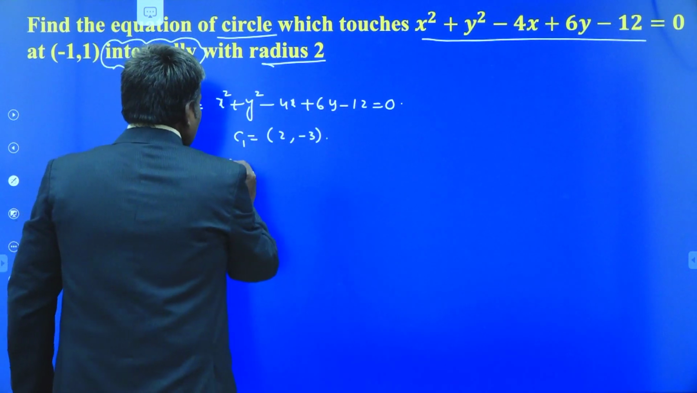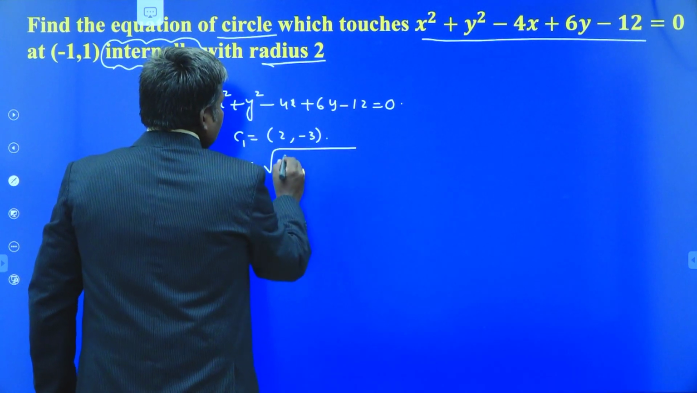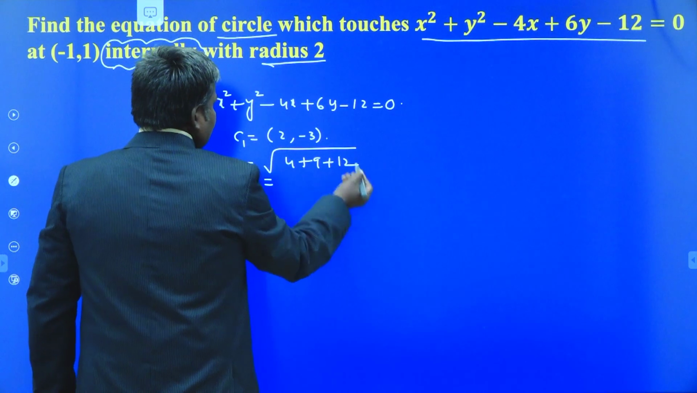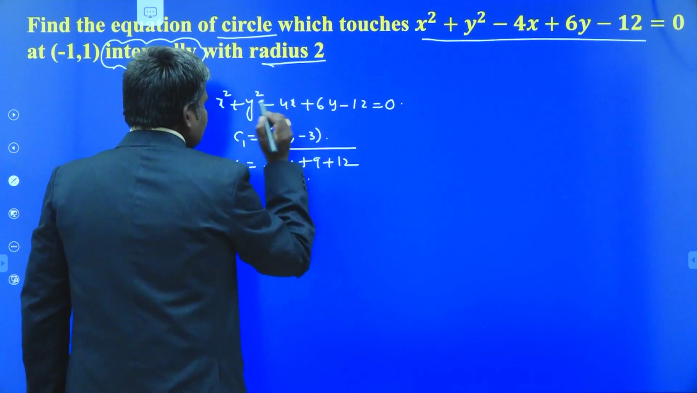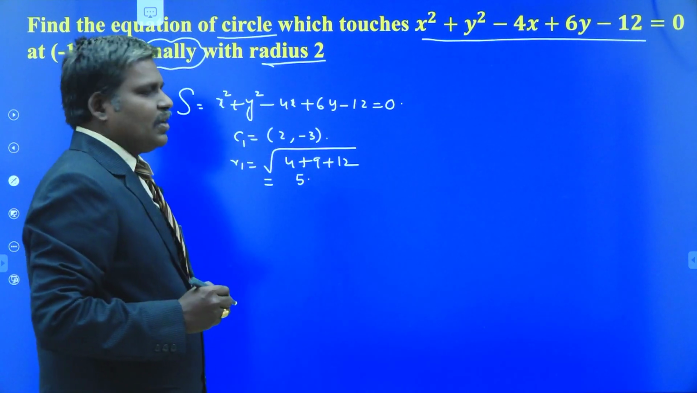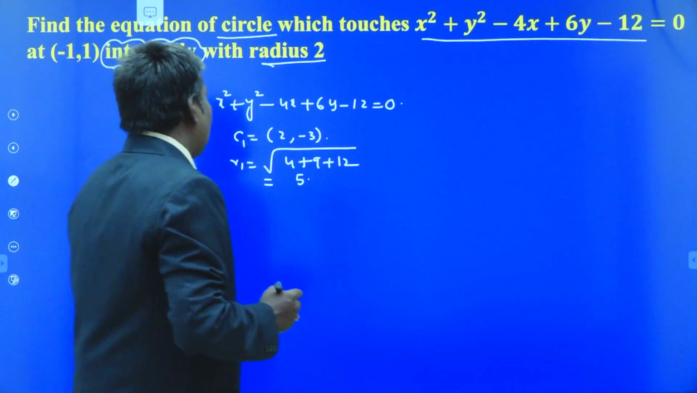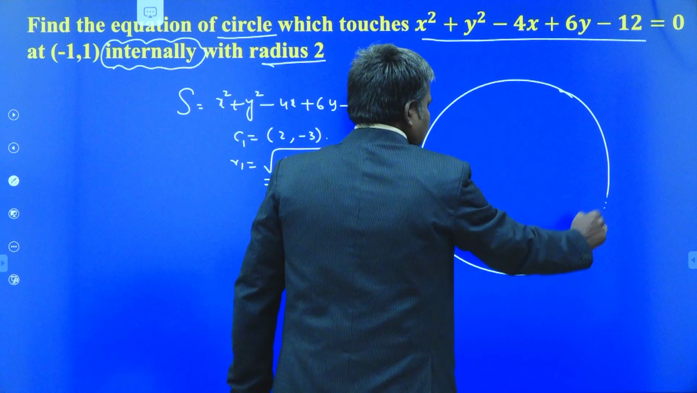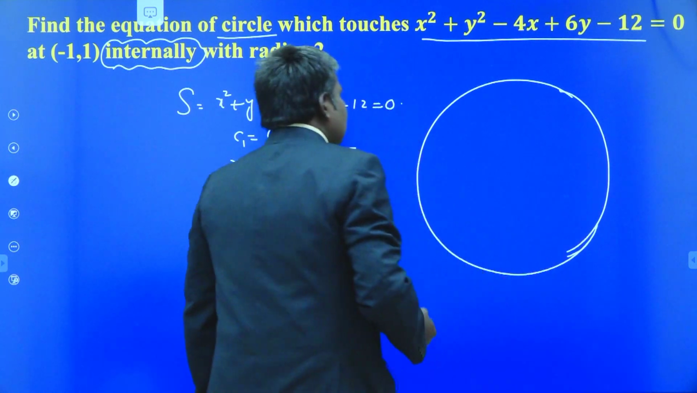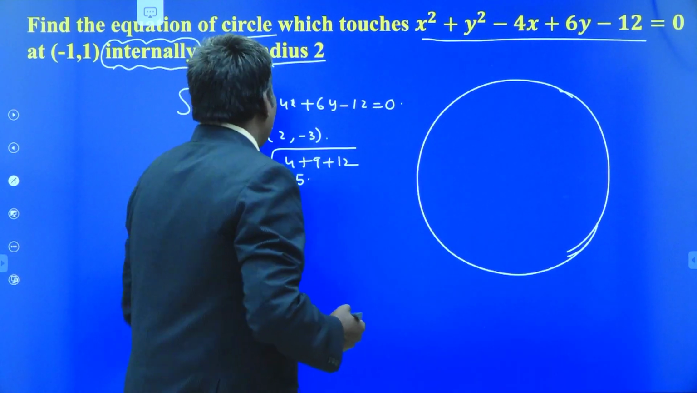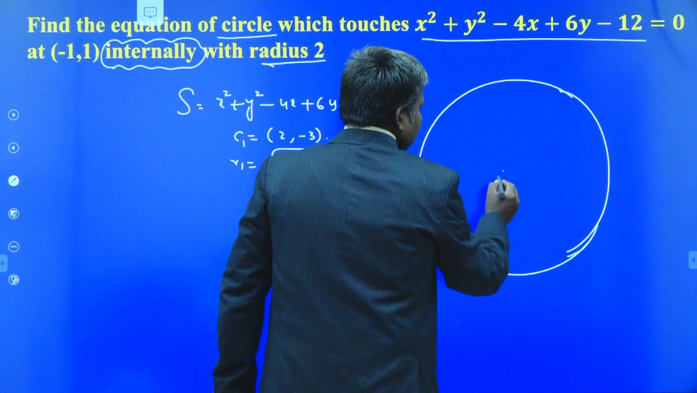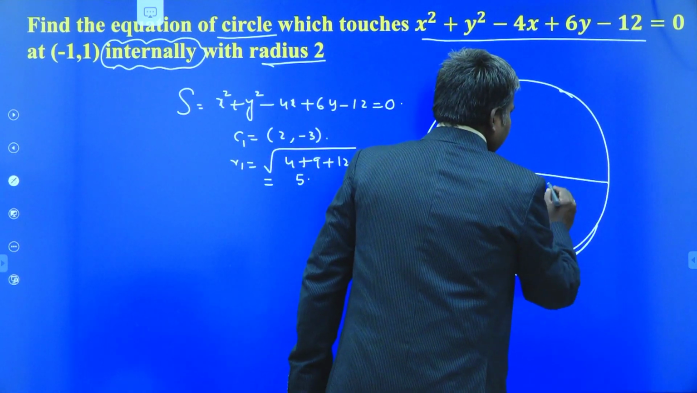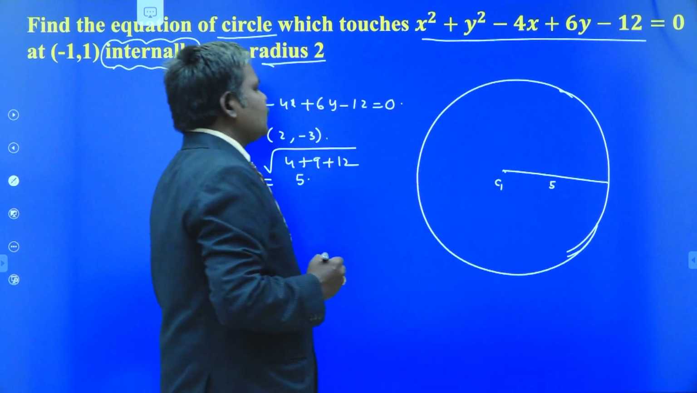What is its radius now? R1 is equal to root of 4 plus 9 minus of minus 12, that is 13 plus 12, 25. Its root is 5 units. Radius of the given circle is 5 units. So we have the circle like that. This is the given circle with the center at C1 and radius is 5 units.